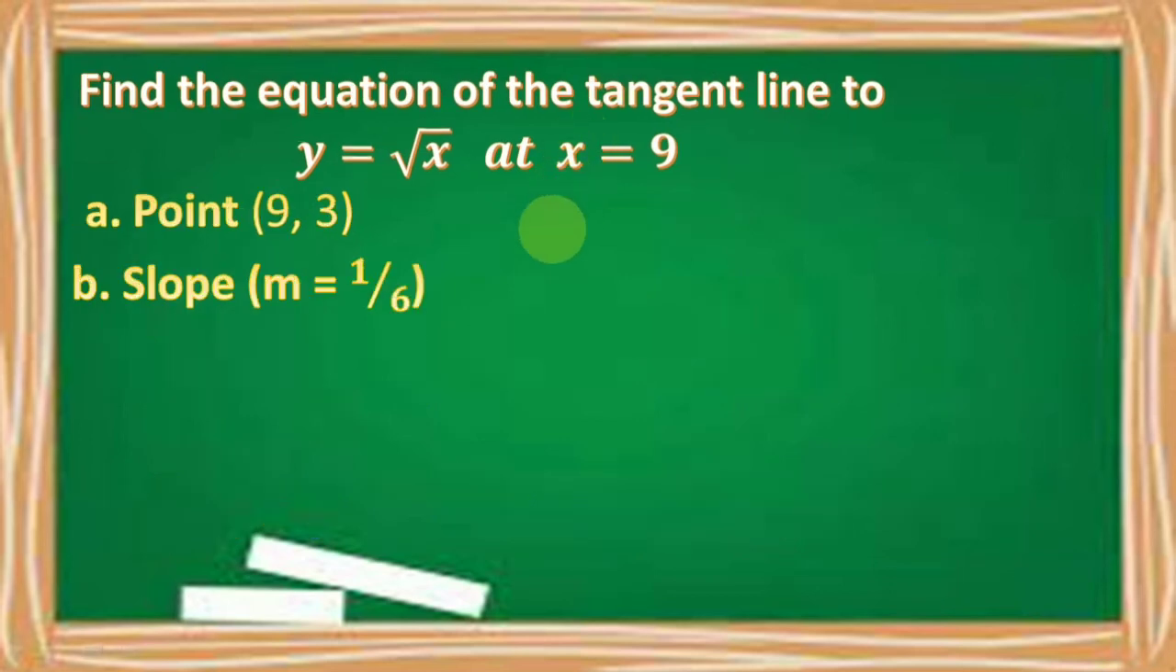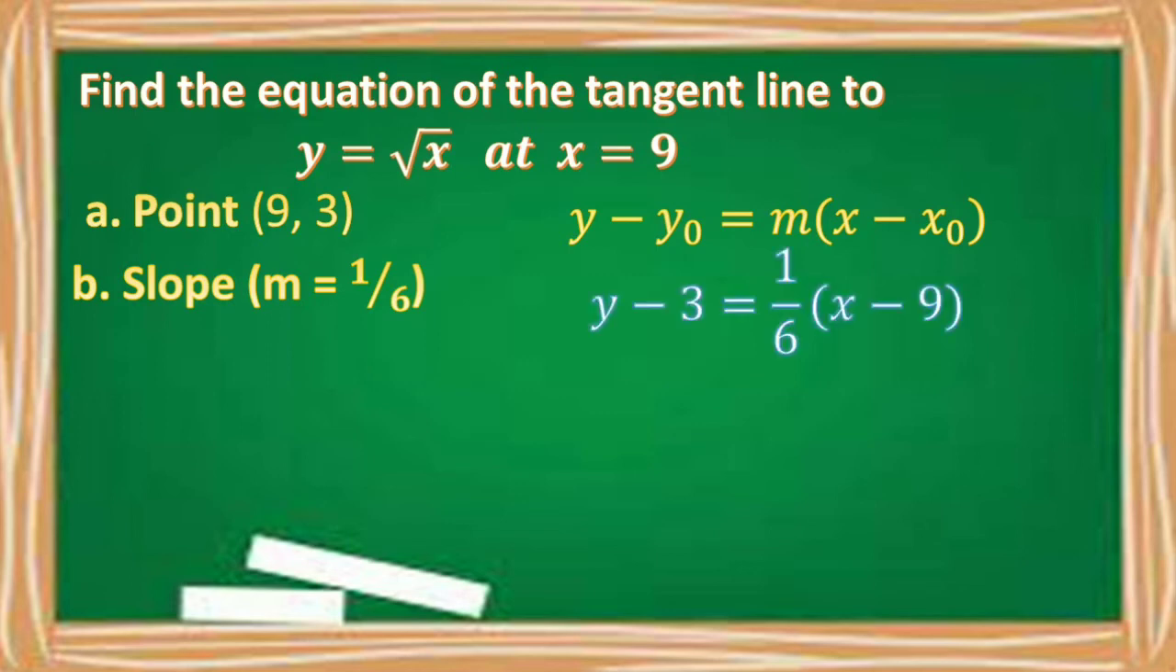Now that we have the coordinates of the point and the value of m, we can now have the equation of the tangent line using the equation y minus y sub 0 is equal to m times the quantity x minus x sub 0. So simply substitute the values. We have y minus 3 is equal to 1 over 6 times the quantity x minus 9. So this will be the equation of the tangent line.